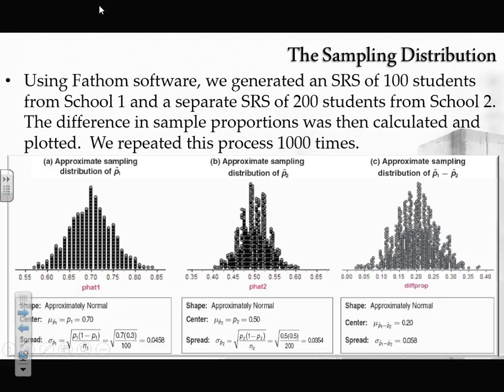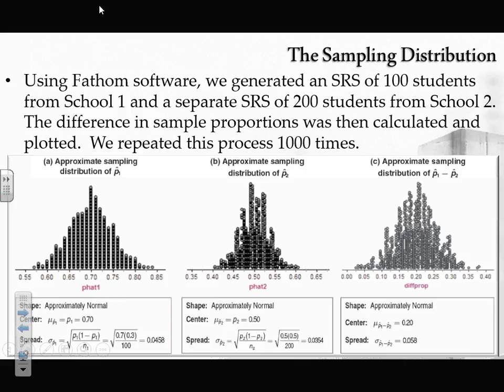Now if we take a look at the summary statistics, we should see exactly what we'd expect based on what we learned from chapter 7. So the center, well first of all the shape. We took an SRS of 100 over and over and over again. The shape appears to be approximately normal. That's expected. When we take large enough samples, we should get a normally distributed distribution. The mean, so the center, should happen at the true population value. We knew that 70% of students at school 1 did their homework. So the mean should be at 70%, which it is.